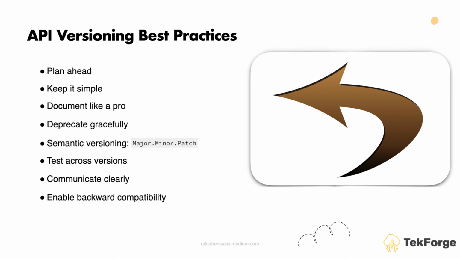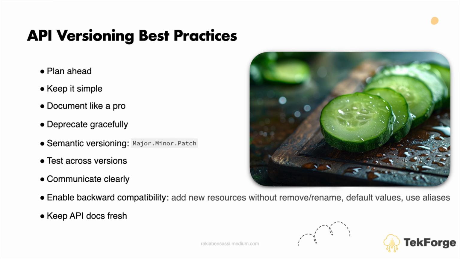Enable backward compatibility. Keep versions compatible as much as possible to ease your users' pain. Techniques for achieving backward compatibility include adding new resources without removing or renaming existing ones, providing default values for new features, and using aliases for renamed or deprecated resources. Keep API docs fresh. Update API documentation regularly to reflect the latest and greatest. This ensures that users have access to the most current information.